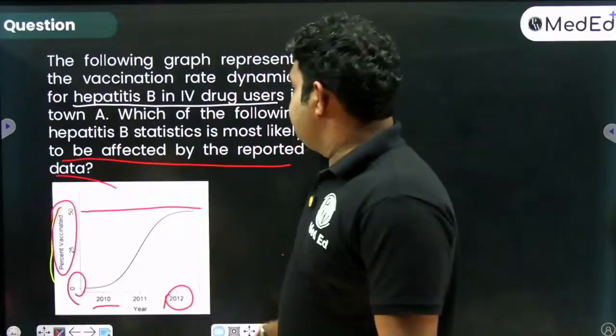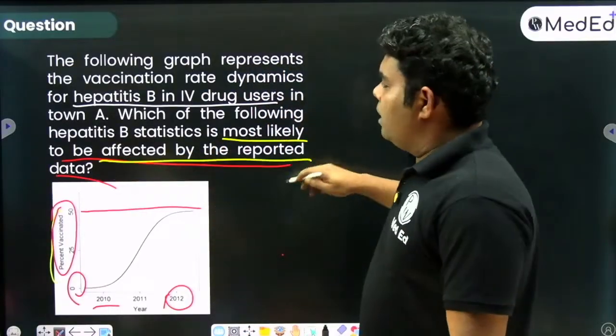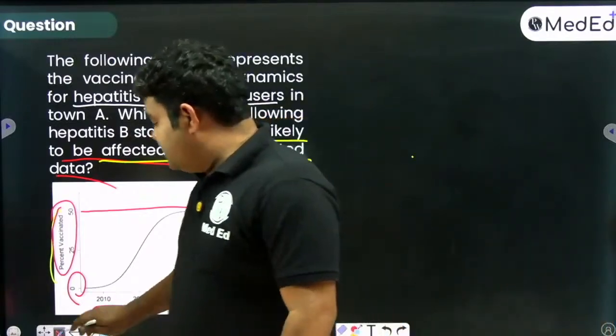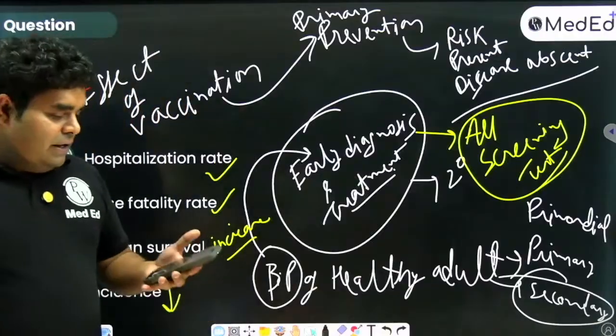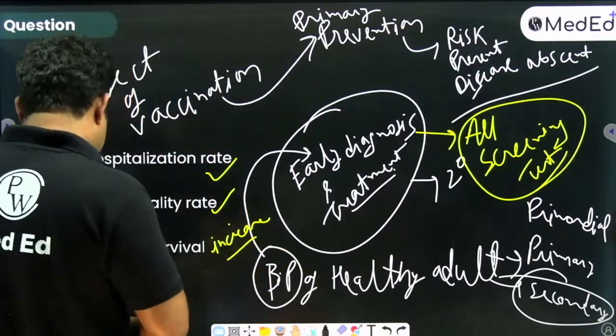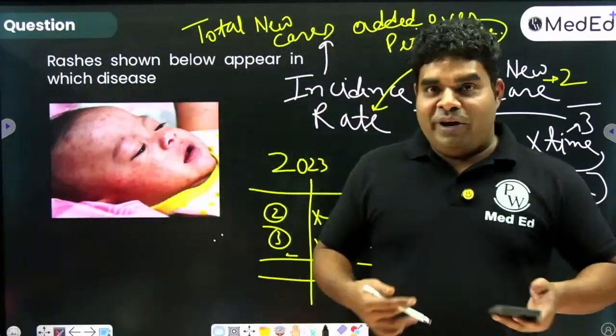And the question was, most likely what will be the affected data? What is the first affected data? So the first affected data will be incidence. When you vaccinate more people, incidence will decrease. Okay. So that is the answer. I hope you like the question. Yes, very good. Thank you for replying in such a prompt way.